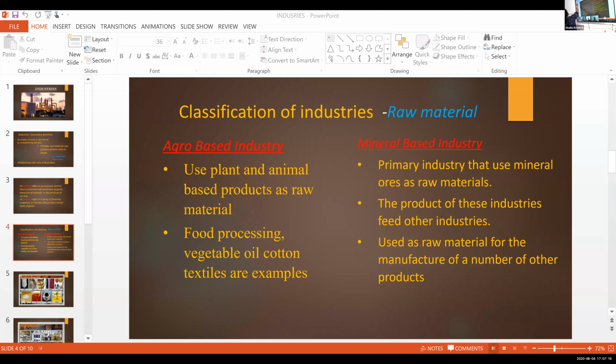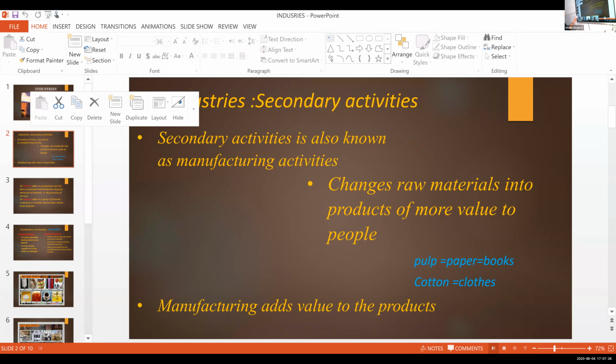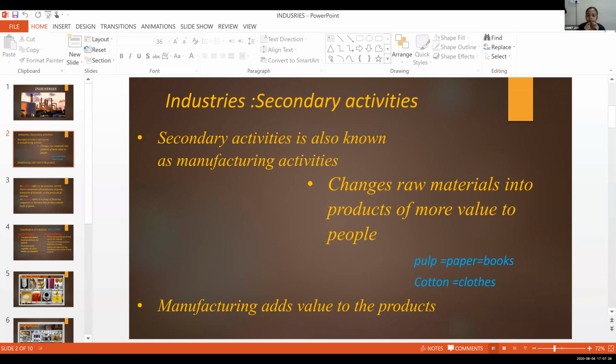Okay. We discussed about industry. Industries come under secondary activities. Secondary activity is also known as manufacturing activity. Manufacturing means production of products for sale or use. Manufacturing activities change raw material into finished products. Manufacturing adds value to the products.